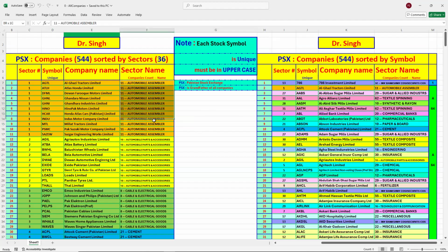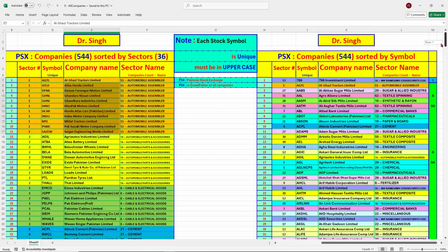The sector name appears right over here. For example, this is the first sector, number 1 is automobile assembler, and there are 11. The number 11 that you see refers to how many companies are in this particular sector. And this is the name of the company. Various 11 companies that you have. Today we're going to talk about the sector number.